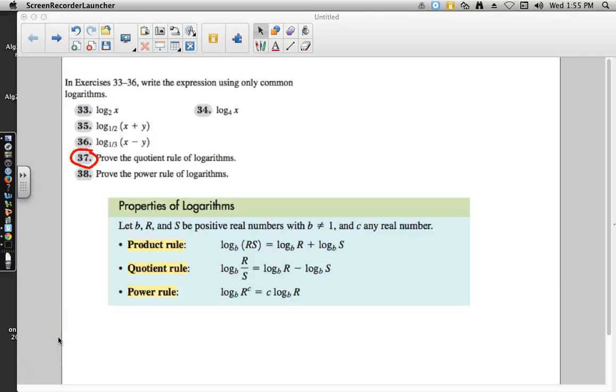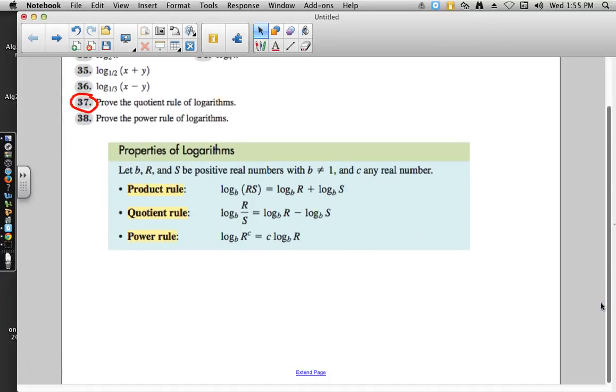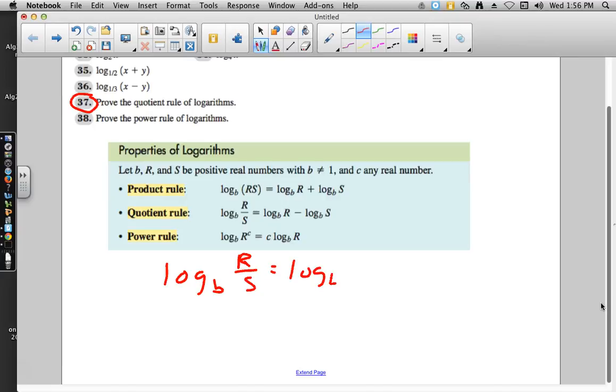These are the frequently asked questions for pre-calculus for section 3-4, day 2, without word problems. So 37, we have proved the quotient rule for logarithms, and so I pulled up the quotient rule here to remind everybody what that says. It says the logarithm base b of r over s, which gives us the quotient, is logarithm base b of r minus logarithm base b of s.